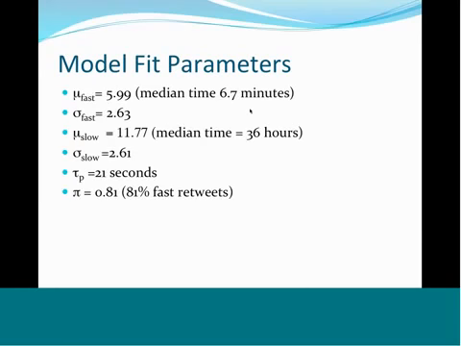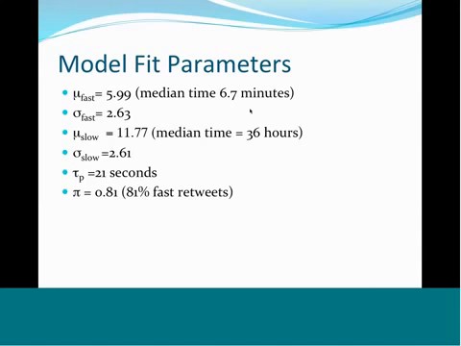So the model parameters when I fit it look like this, and they're kind of interesting. The model fit says that the fast guys, their parameter mu is like 6, which means that the median time for these guys to retweet is like 6.7 minutes. Okay. The slow guys, their parameter is about 12, 11.77. So that means the median time to retweet for the slow guys is a day and a half, 36 hours.